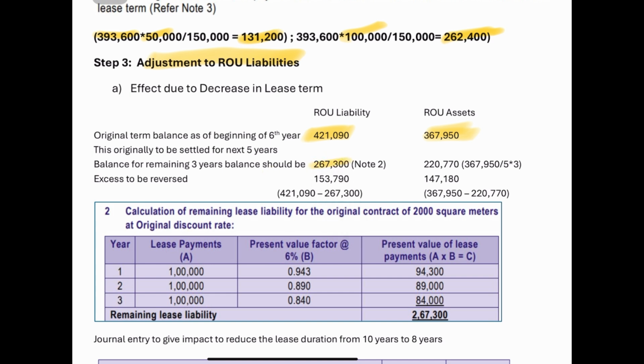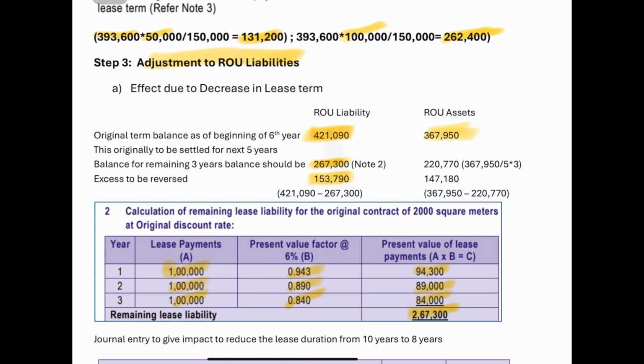So how does this 267,300 come? If you take as per the original term, you have to pay 100,000 every year and 6% to be depreciated. So if you calculate the present value of this 3 lakh rupees for 6, 7, 8 years, you will get 267,300. So that should be your closing balance. Okay, so the excess you have, 153,790, needs to be reversed.